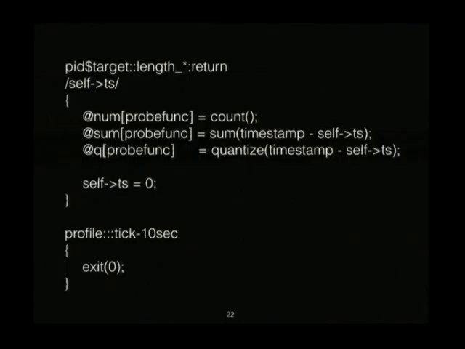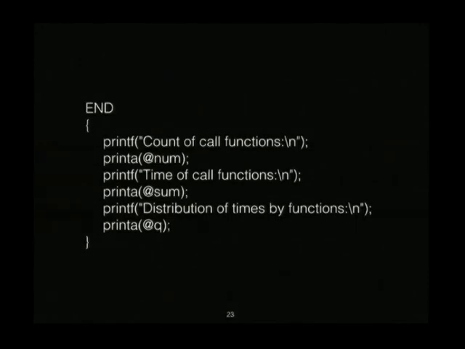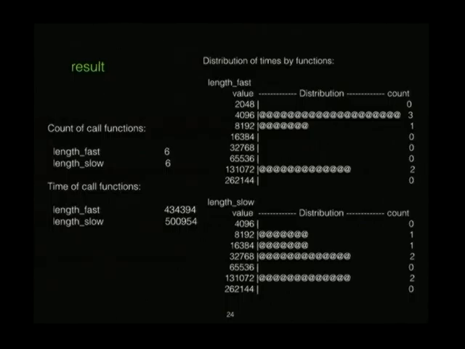This is the next part, and it is the end of the code, and data will be collected in an array. And count and sum, also we will count twice a code to see quantize, how long it takes depending on the length of the string. Output profile once per 10 seconds and then exit. It works 10 seconds and then shows output, and it is like awk syntax. This is the result. It counted 6 fast and 6 slow lines with two functions.